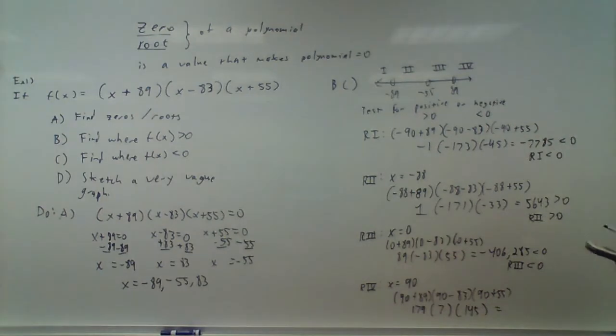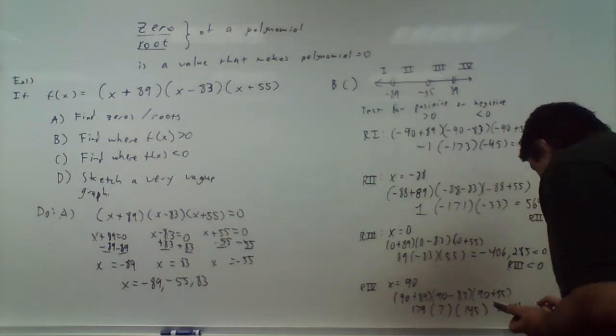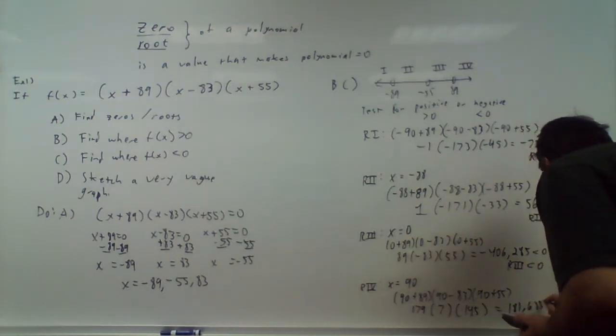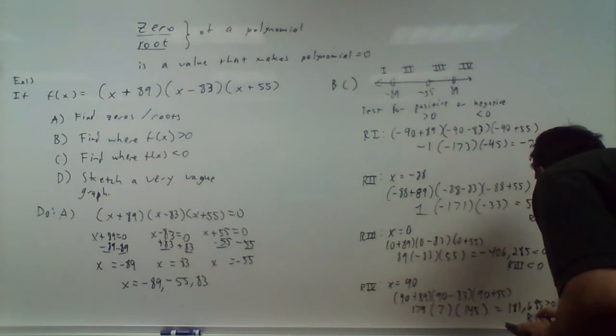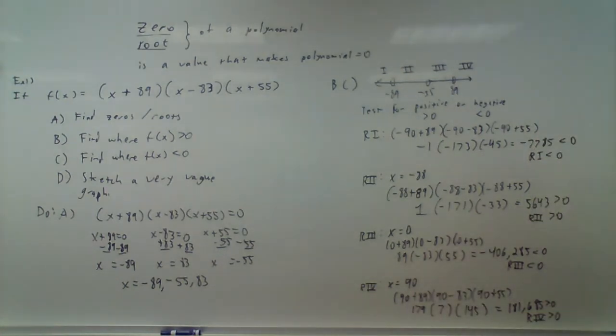So multiply them. 179 times 7 times 145 is 181,685, which is greater than 0, so region 4 is greater than 0. Okay?